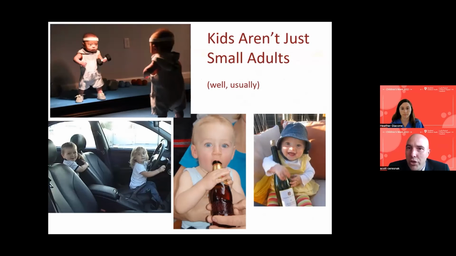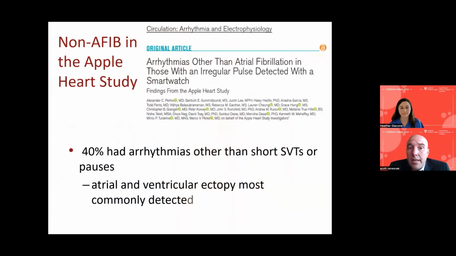And so we know that we're all pediatricians, and our kids are not just small adults, well, at least usually not just small adults. And we know that atrial fibrillation is incredibly uncommon in our children, especially really young kids, right? So most of our kids are going to have SVT or even potentially episodes of clinically stable ventricular tachycardia. So the corollary after that AFib study, the same group looked at non-atrial fibrillation. And they found that actually the Apple Watch is pretty good, that 40% of those patients who had short episodes of SVT or pauses, or even PACs or PVCs, the Apple Watch could pick those up as well.